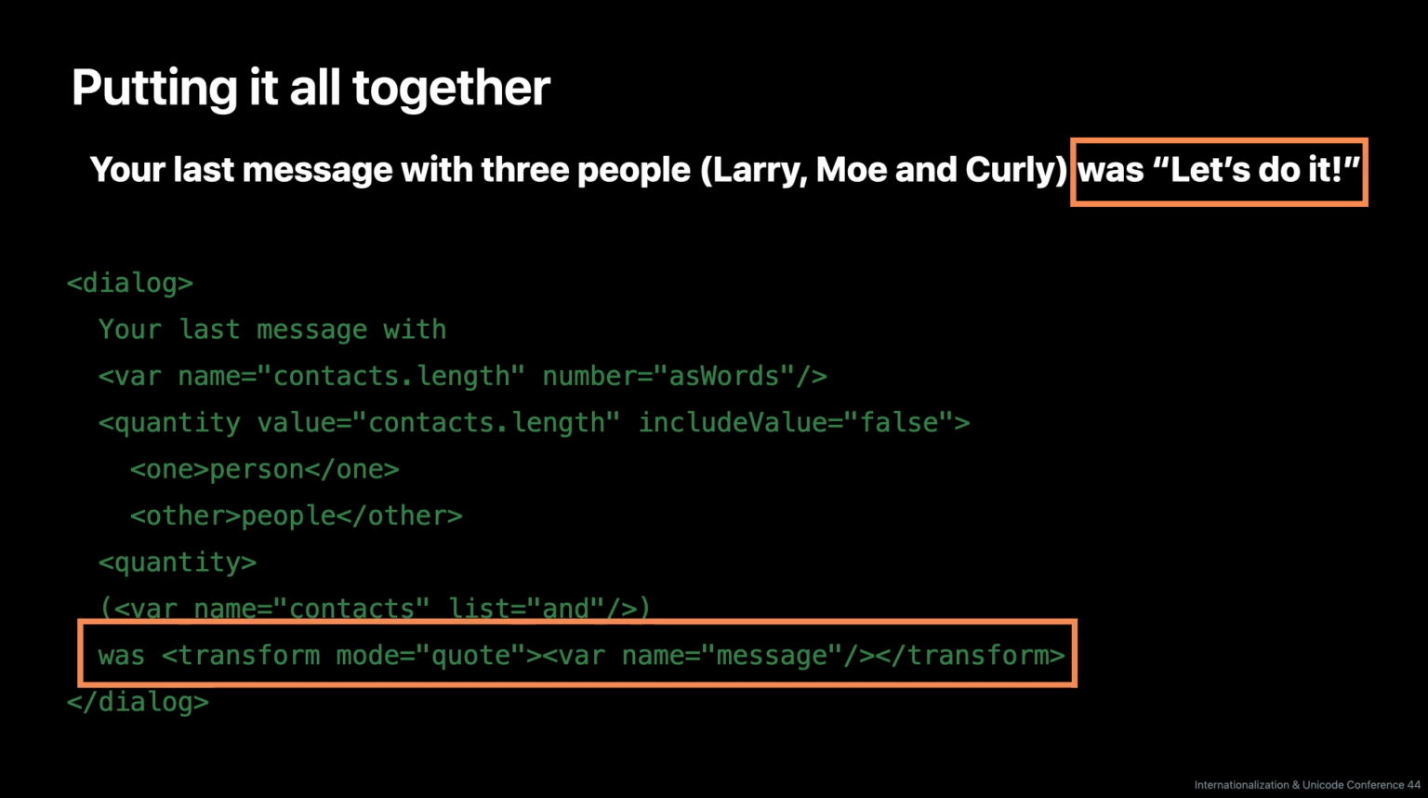Finally, we output the actual message that's contained in a parameter called message. We embed this inside of a transform tag where the mode is quote, so we add locale appropriate quote characters around the message.